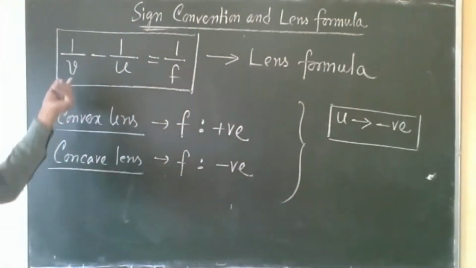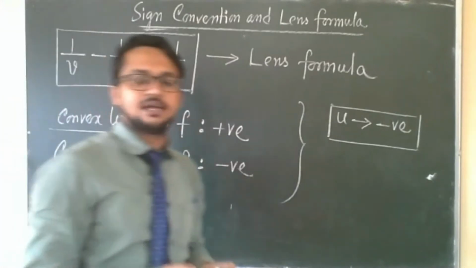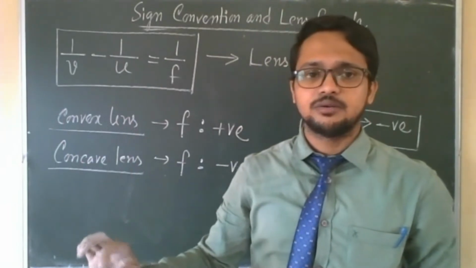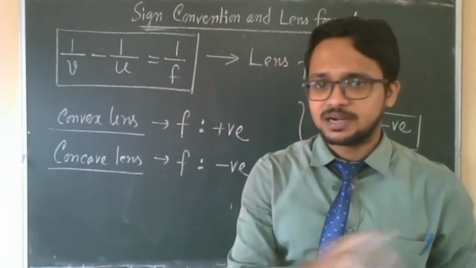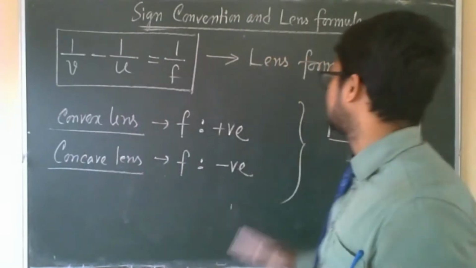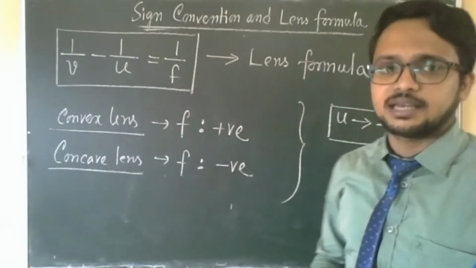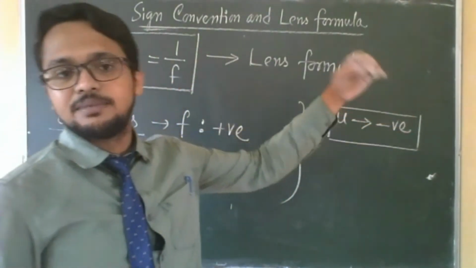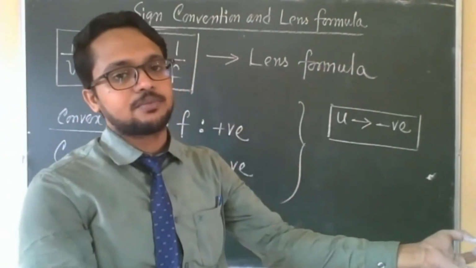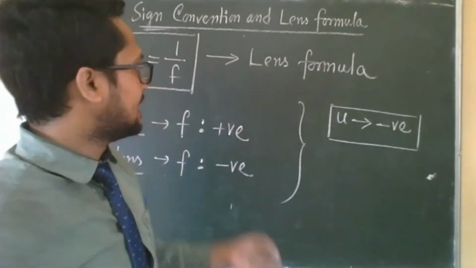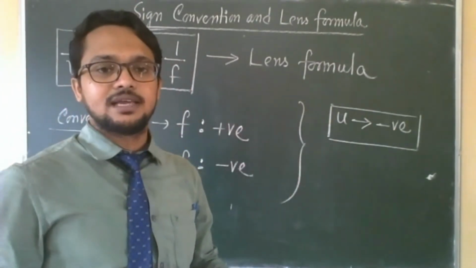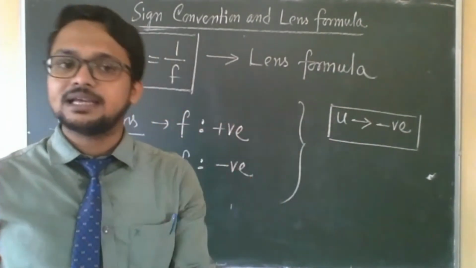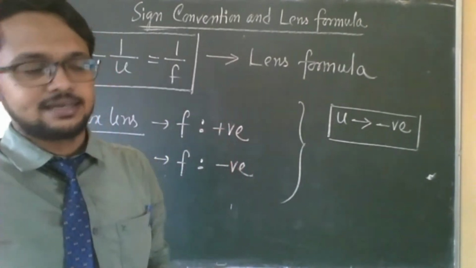Now after solving, you will get V. From the sign of V, we can tell whether it is real or virtual. If V is positive, that means to the right side. Right side means real. Real means automatically the second point comes, that is inverted. And if you are getting V negative, that means to the left side, means virtual image. Virtual image means second point will automatically come, that is erect.